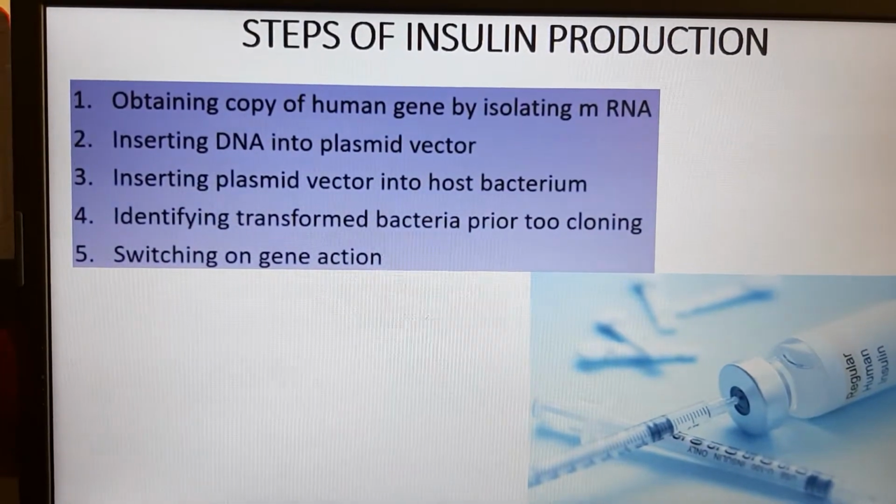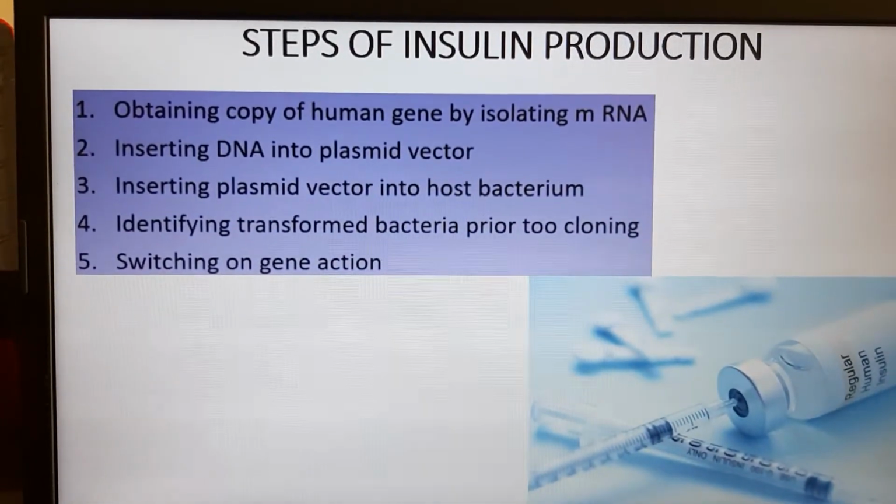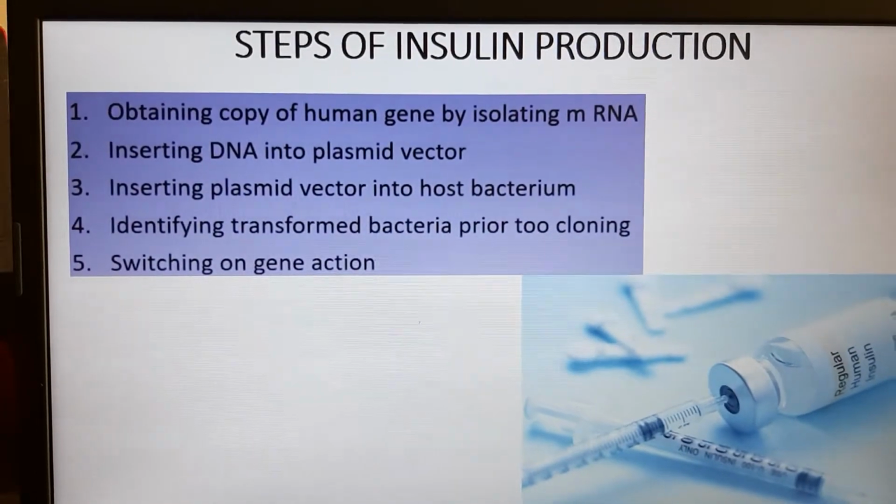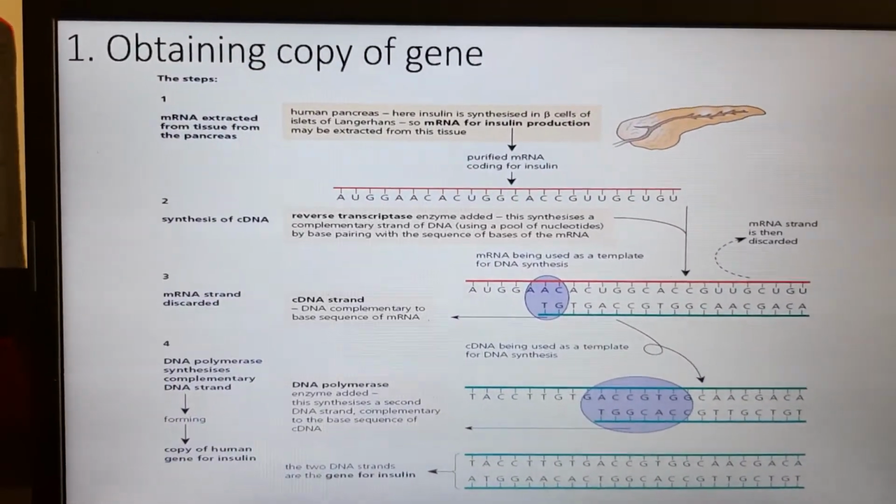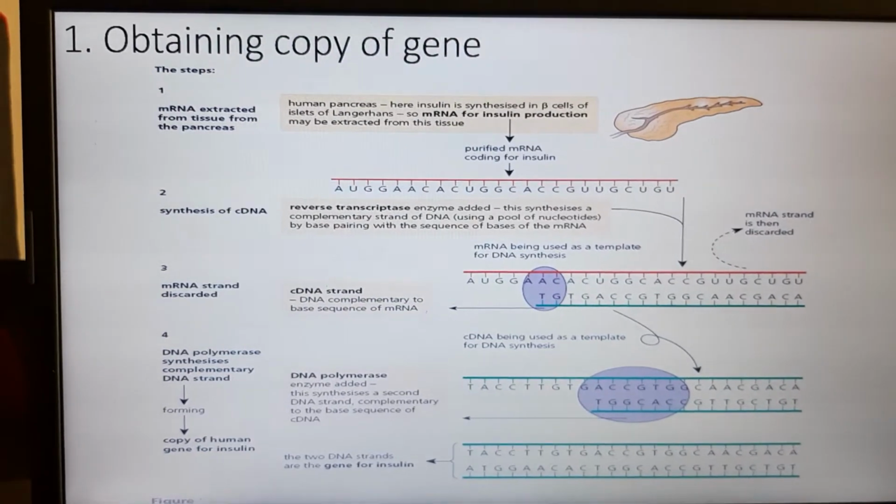Good morning. Our lesson today is based on the steps of insulin production. There are 5 steps involved. The first step is to obtain a copy of the gene from a healthy human being.